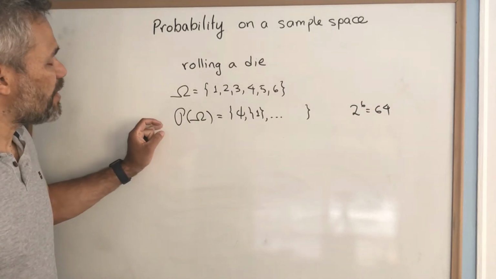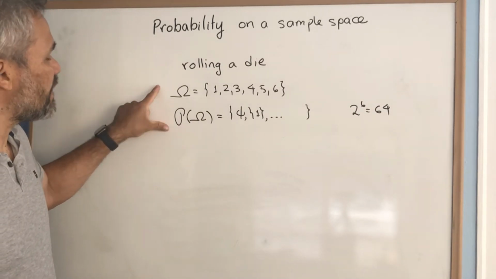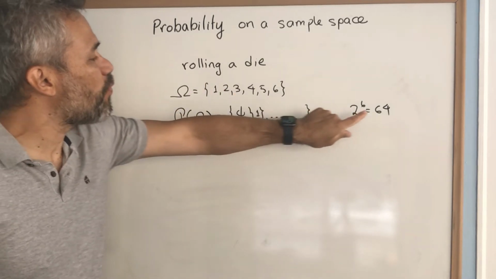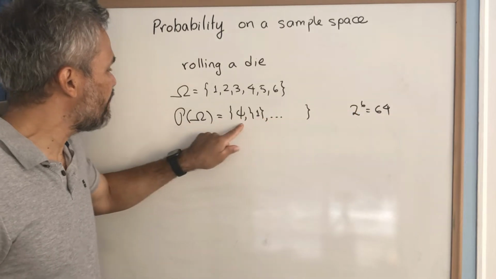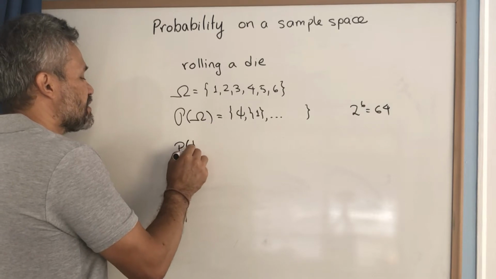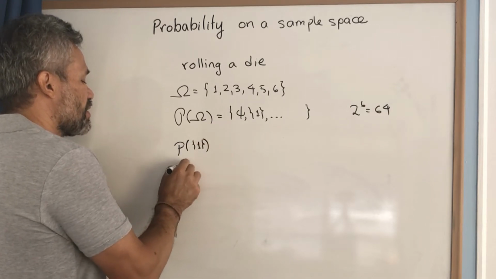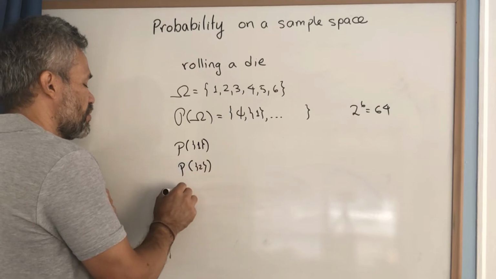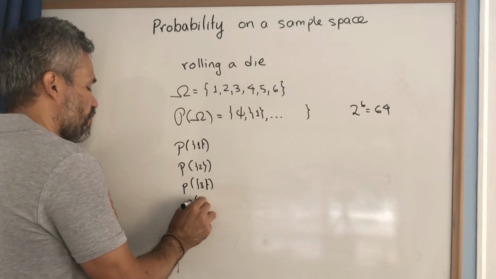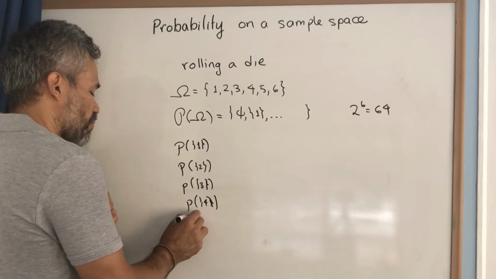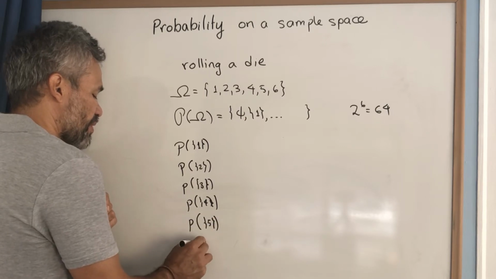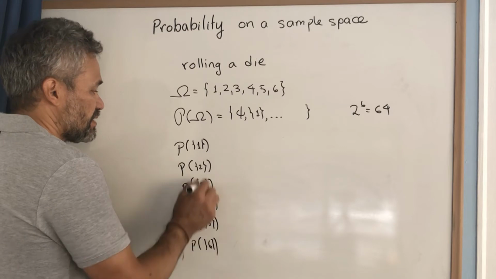And the observation that I'm going to point out is that to define a probability, we don't need to define the probability in every one of the 64 events. We just need to define the probability on these sets. It's the probability of 1, probability of 2, probability of 3, probability of 4, probability of the event whose only element is 5, and the probability of the event whose only element is 6.